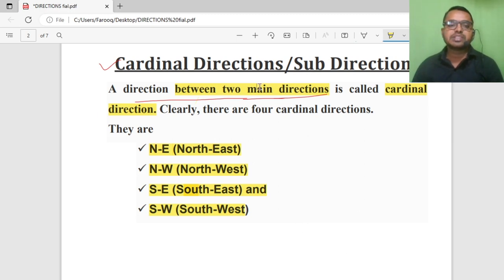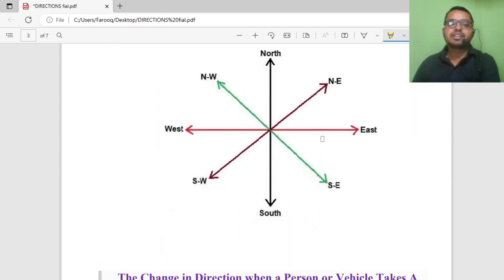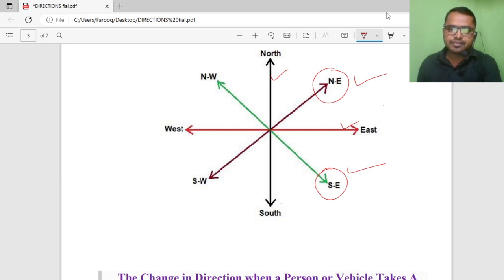So look here, the direction between the two main directions. These directions always lie between two main directions. Let's see diagrammatically how they are. Between north and east, northeast will be there. Between east and south, southeast is there. These are the main directions we can say. Next, between north and west, northwest direction is there. Between south and west, southwest direction is there. So the sub-directions always lie between two main directions.